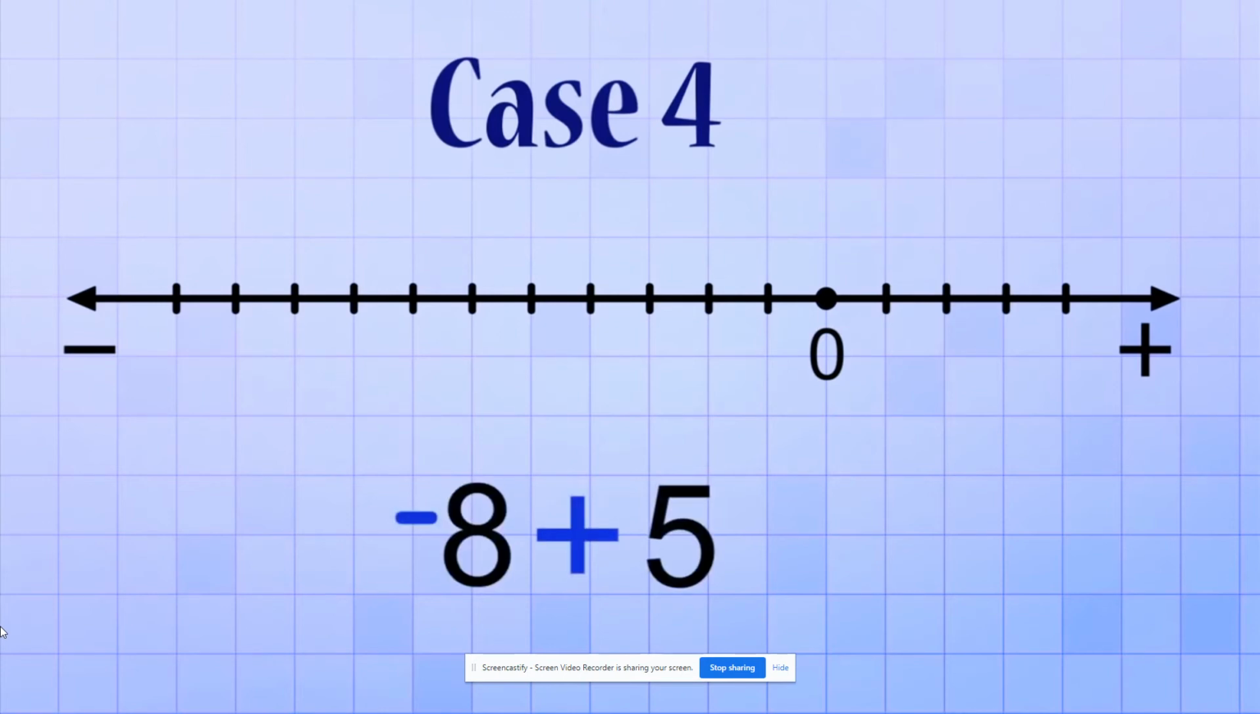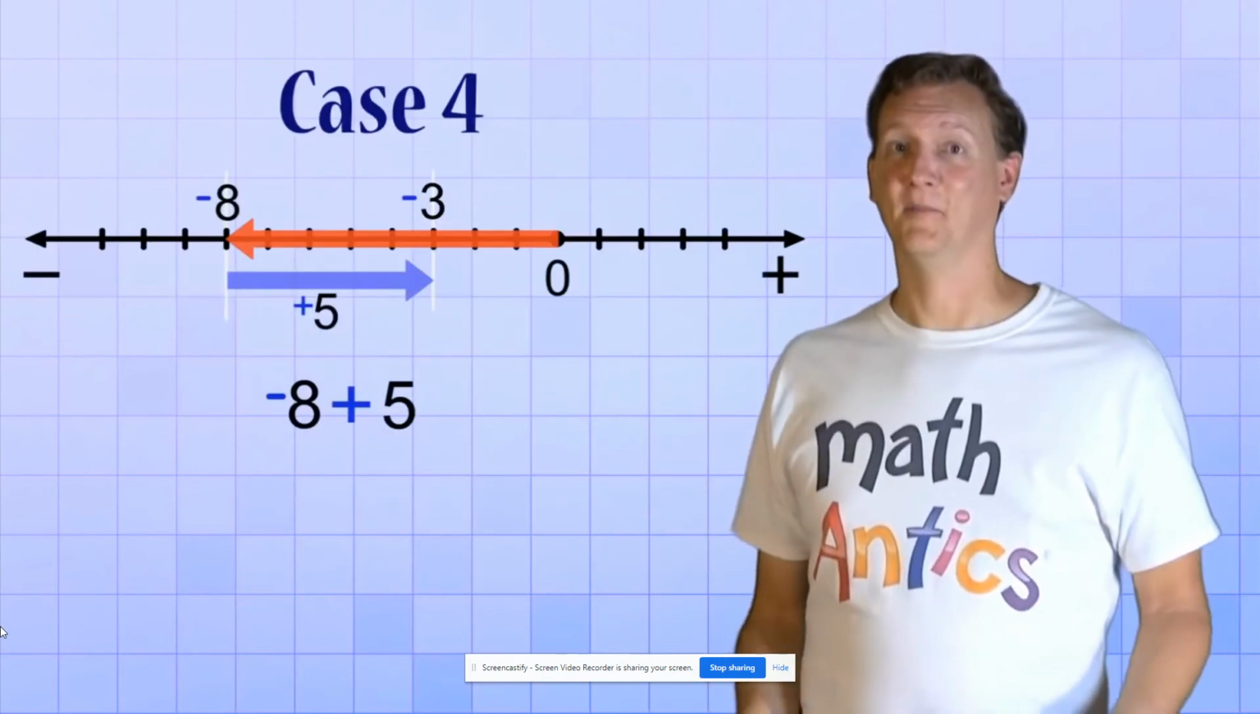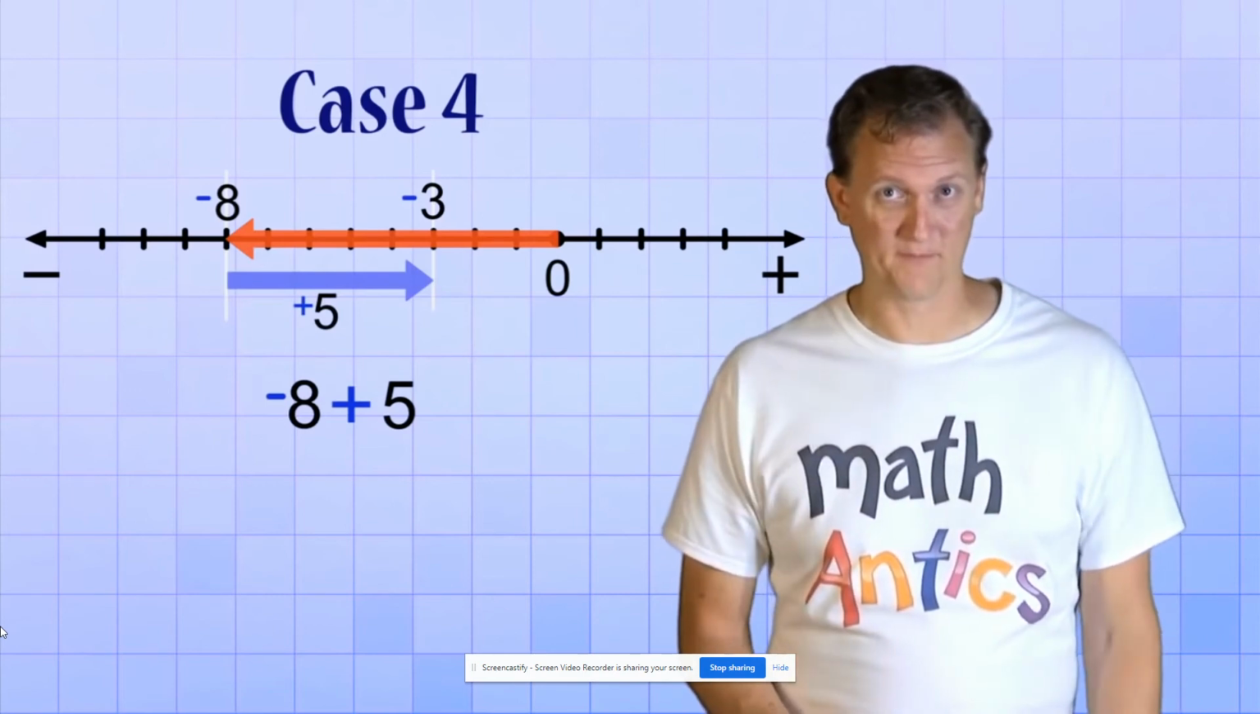Negative 8 plus 5. This problem starts with negative 8, but then we add positive 5, which makes it more positive, or moves us to the right on the number line up to negative 3, which is our answer. Our answer is still negative, but it's less negative than what we started with. This looks similar to case 2, right?